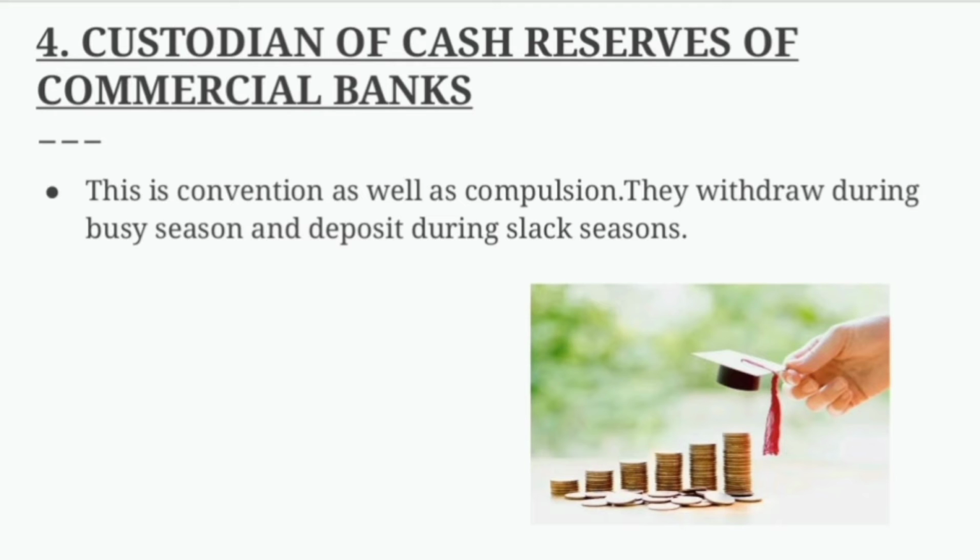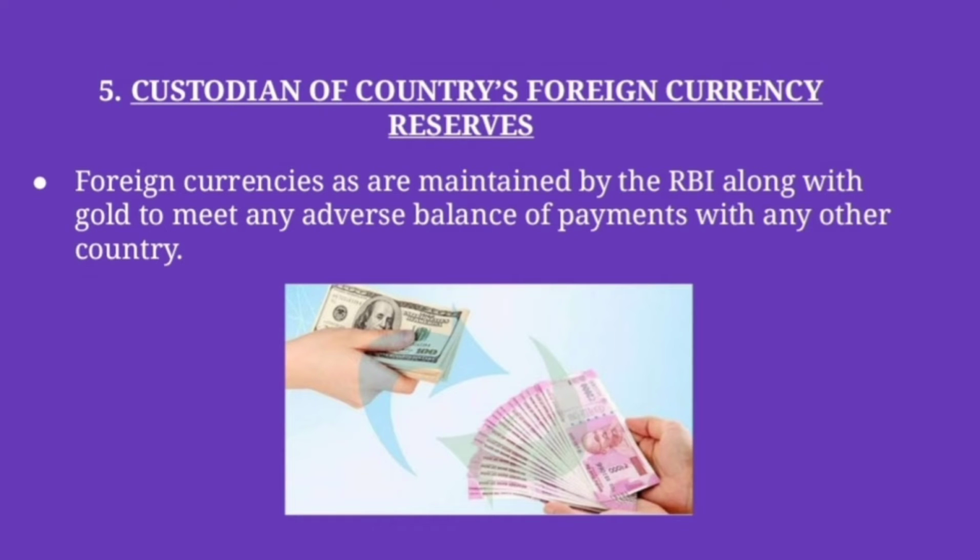The fourth function is the continuation of the third function of RBI, which is banker's bank. As a banker's bank, RBI plays the role of custodian of cash reserves of commercial banks. Now, when commercial banks need money, they will take money from RBI. Likewise, when they have excess money, they will deposit such money with RBI. That's why RBI functions as the custodian of cash reserves of commercial banks. Likewise, foreign currencies are maintained by RBI along with gold to meet any adverse balance of payments with any other country. So, we are calling it custodian of country's foreign currency reserves, which is the fifth function of RBI.